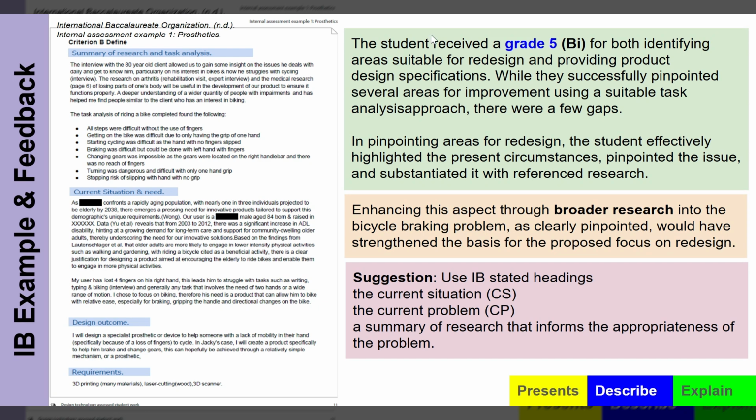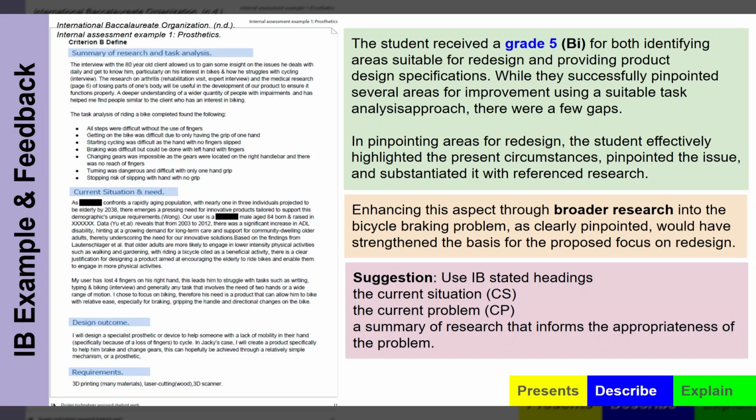Okay, so as we can see here, the student received grade 5 for identifying areas suitable for redesign and providing product design specifications. While they successfully pinpointed several areas for improvement using a suitable task analysis approach, there were a few gaps. In pinpointing areas for design, the student effectively highlighted the present circumstances, pinpointed the issue, and substantiated it with referenced research. So what that means basically is that the student had all the relevant research done in criterion A.